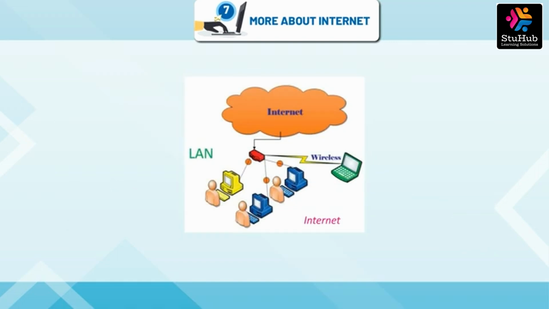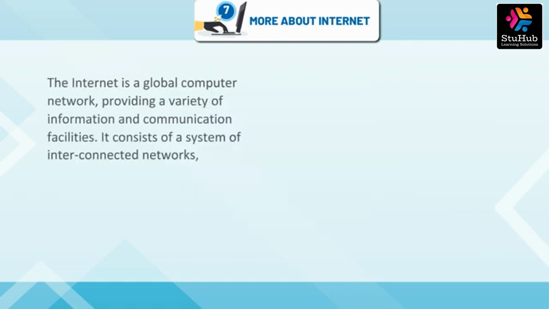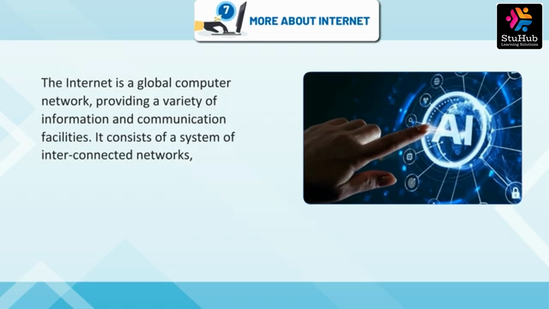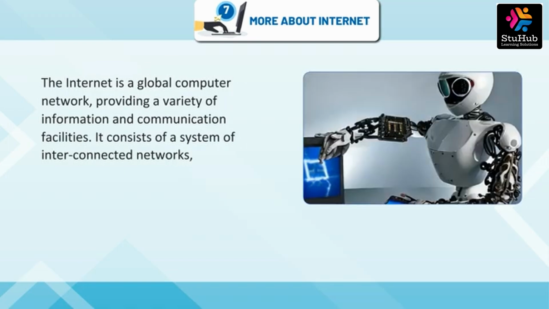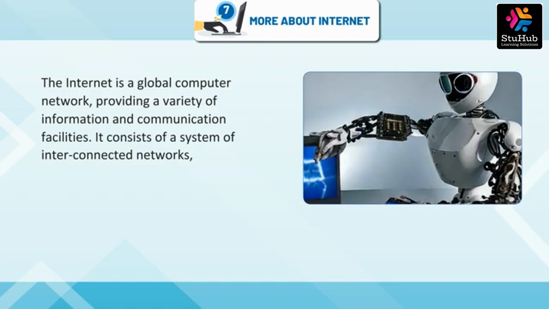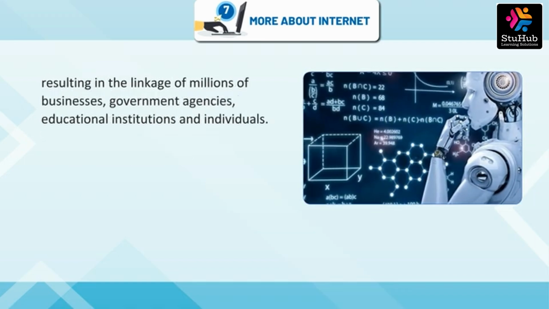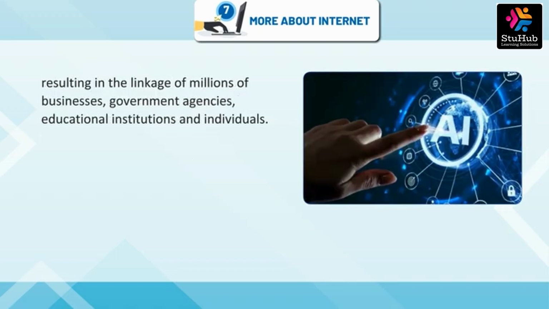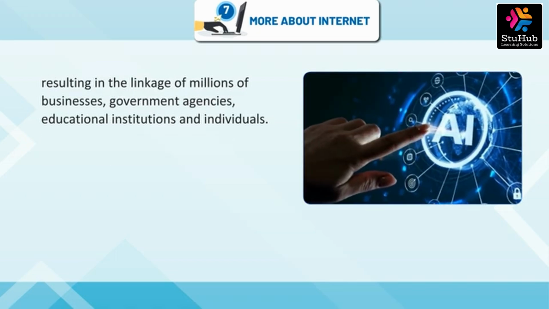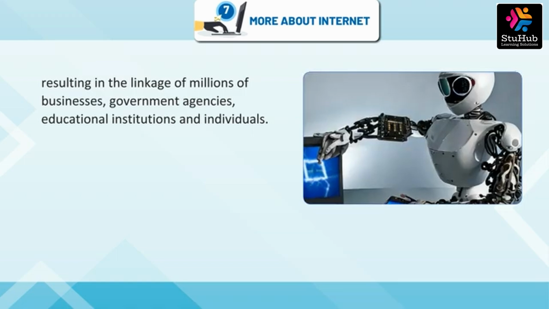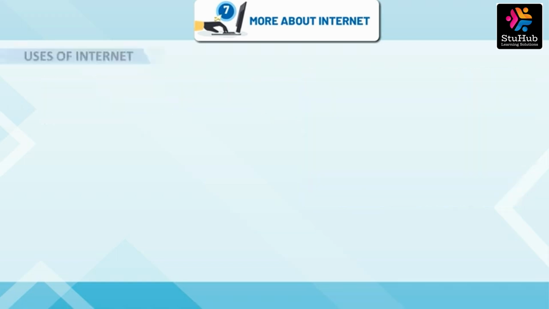Internet. LAN. Wireless. The Internet is a global computer network providing a variety of information and communication facilities. It consists of a system of interconnected networks resulting in the linkage of millions of businesses, government agencies, educational institutions, and individuals. Uses of Internet.